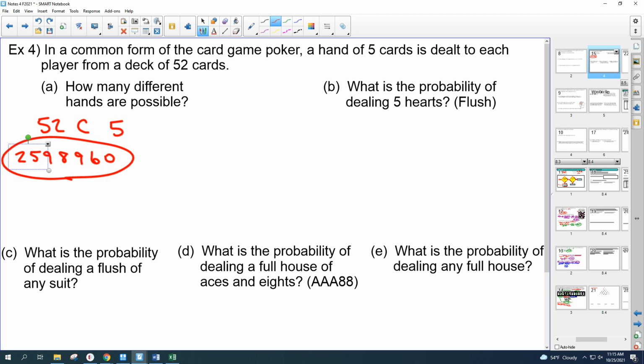That's the number of different possible 5-card hands. Part B says, what's the probability of dealing 5 hearts? 5 hearts. So now we're talking about a probability question.